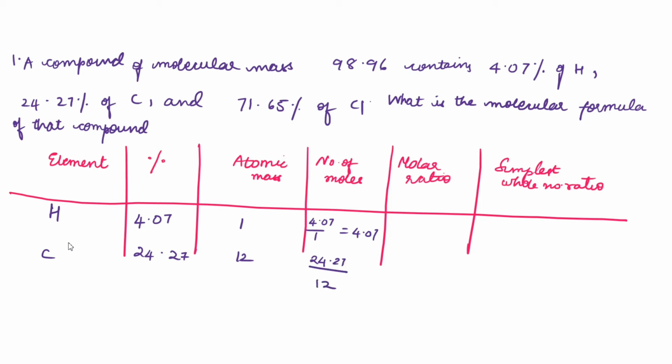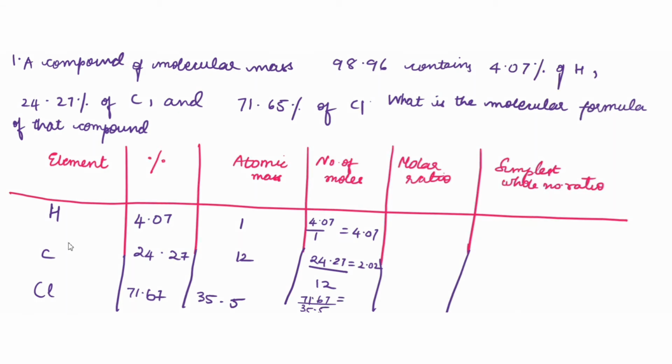Next element we have carbon. What is the percentage given? 24.27. What is the atomic mass of carbon? 12. So what is the number of moles of carbon? 24.27 by 12, which gives us 2.02. Next element, chlorine. What is the percentage given? 71.67. What is the atomic mass of chlorine? 35.5. So what is the number of moles? 71.67 by 35.5. Solve fast. What did you get? We get 2.02 again.